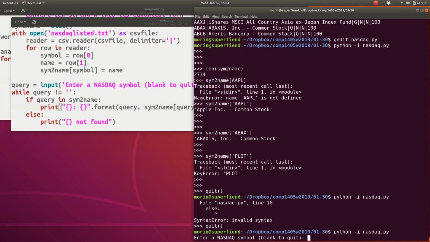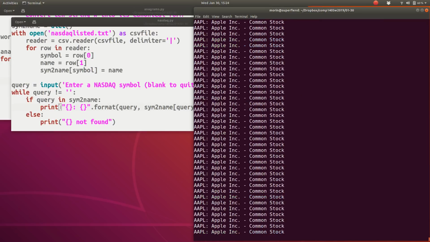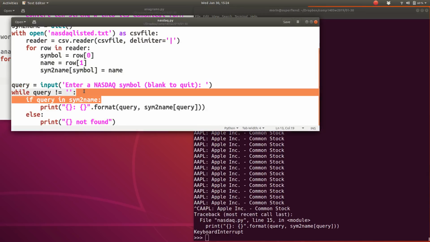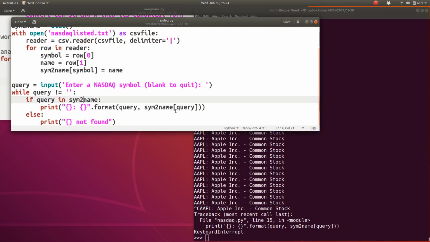Okay, NASDAQ symbol, AAPL. There's a problem. Anybody see the mistake? So I asked for a query, and as long as the query is not the empty string, I look it up and I print it, and then I continue. What should I have done instead? Yeah.